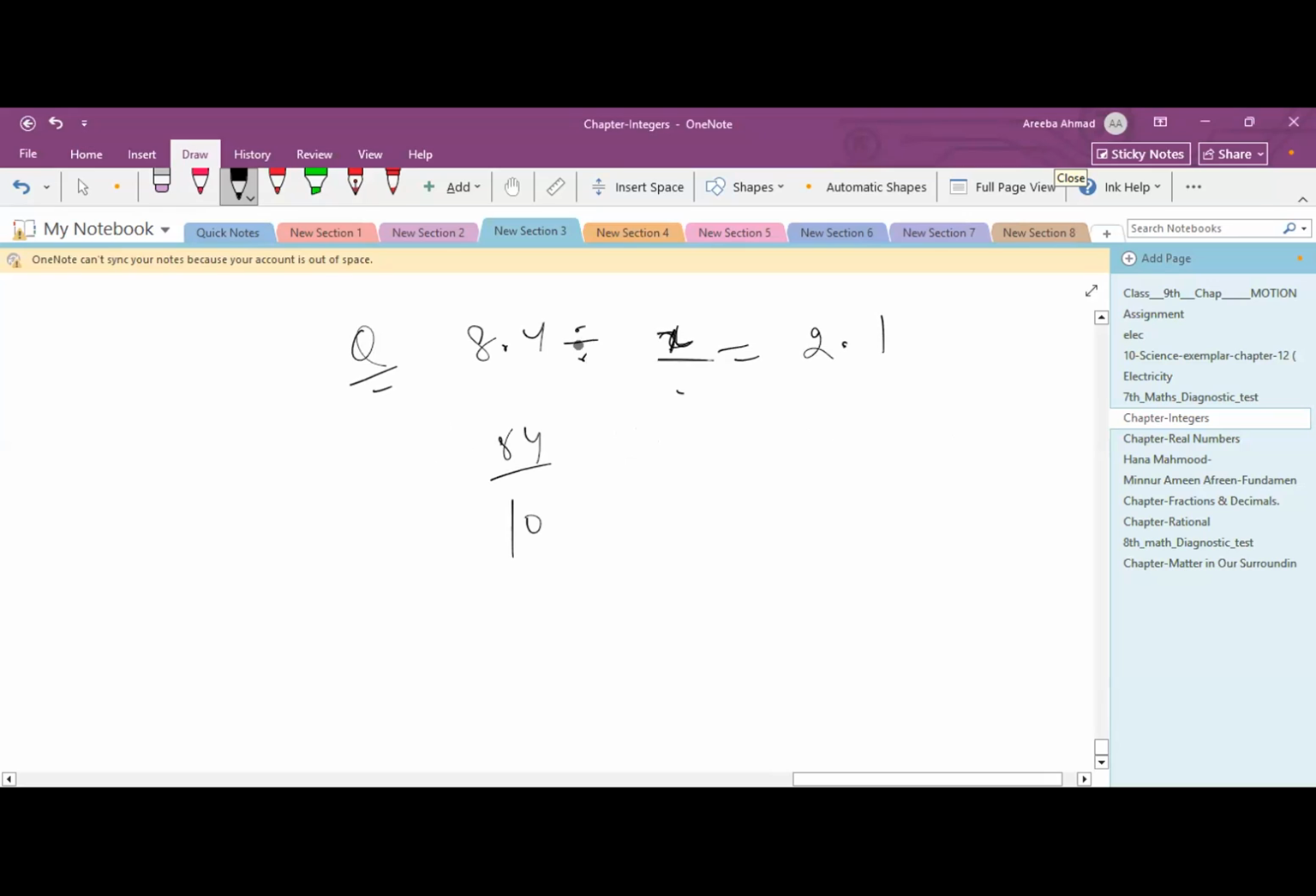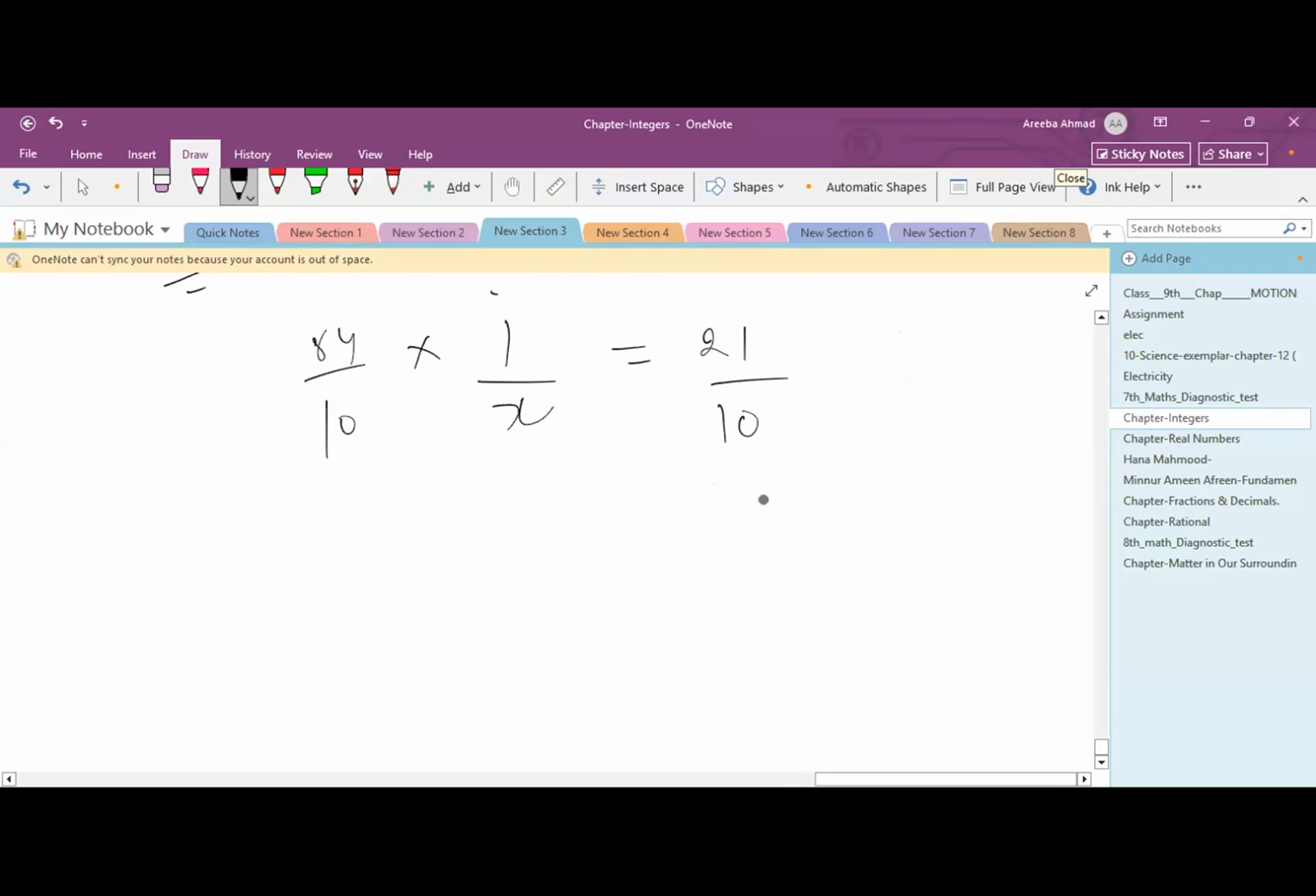The first step was correct, but I have told that division is always converted into multiplication, and the next one gets converted into its reciprocal. If it is x, it has no denominator, so the denominator we consider is 1. When I reciprocate it, this will become 1 by x, and this will become 21 by 10. Now what will I do? Divide. So 1 by x is equal to 21 by 10, and 10, which is in the denominator, will go to the numerator this time. 84 is in the numerator part, and it will go in the denominator this time.